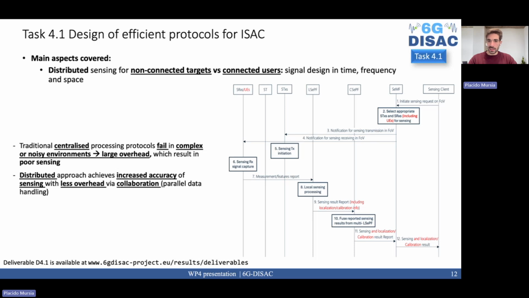The result of that is then sent finally again to the SEMF and to the sensing client. It's important to note here that traditional centralized processing may fail in complex or noisy environments because it leads to large overhead and finally poor sensing. Thanks to the distributed approach, we are able to increase the accuracy of the sensing with less overhead thanks to the collaboration, so the parallel handling of the data.